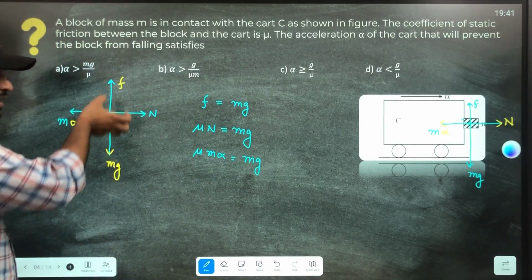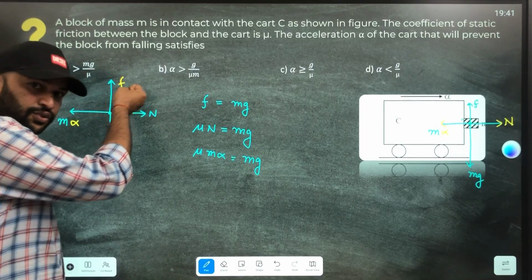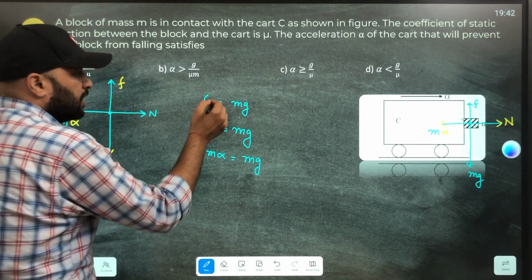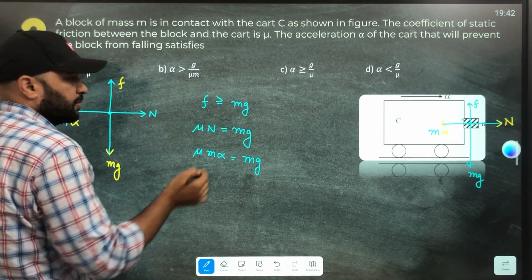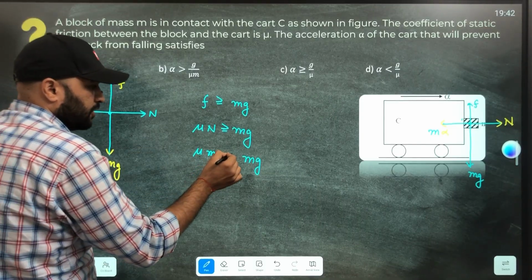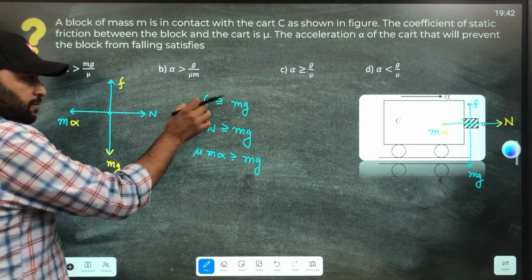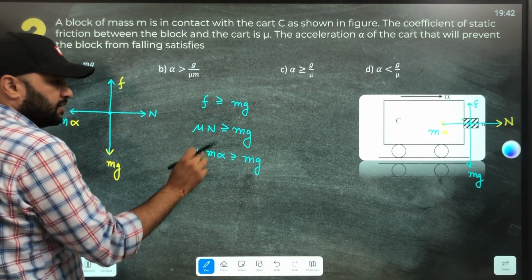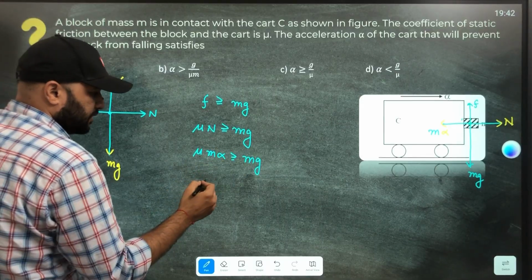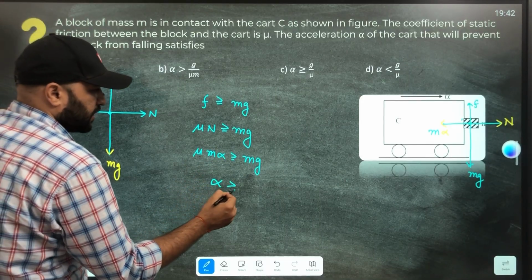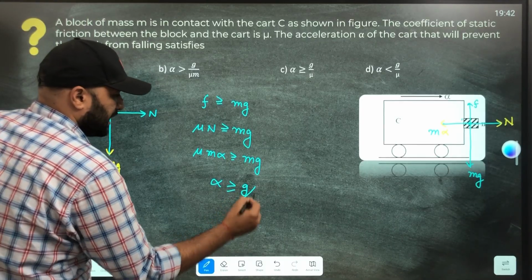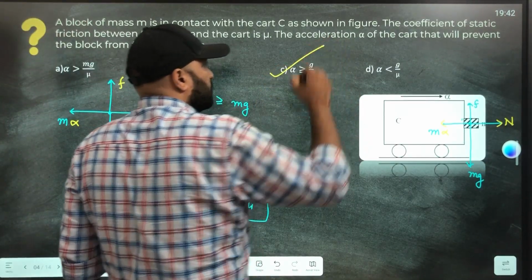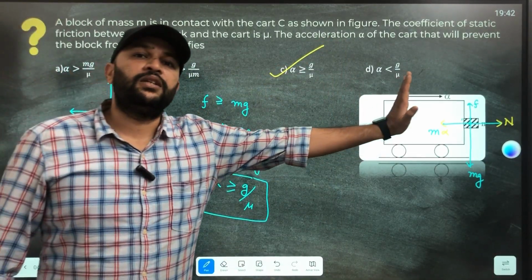If the weight is greater than friction, it will have a natural tendency to fall down, right? But if the friction is greater than weight, then it will be stationary. So friction must be greater, right? Let me repeat again. Friction must be greater than the weight, and F equals mu N, which is greater than mg, and N is nothing but m times alpha. m cancels. We can write alpha is greater than or equal to g by mu. That must be our result from here. So alpha is greater than or equal to g by mu for this block to be stationary.